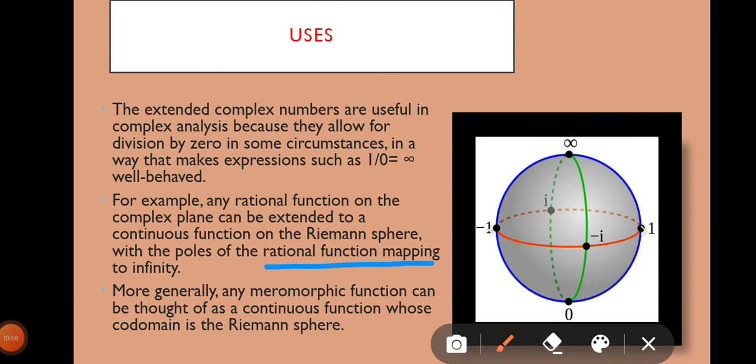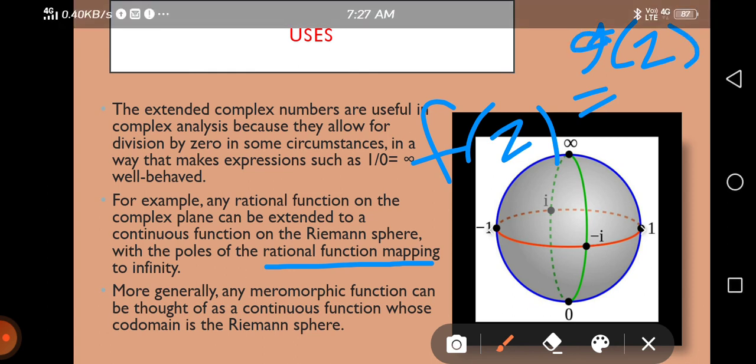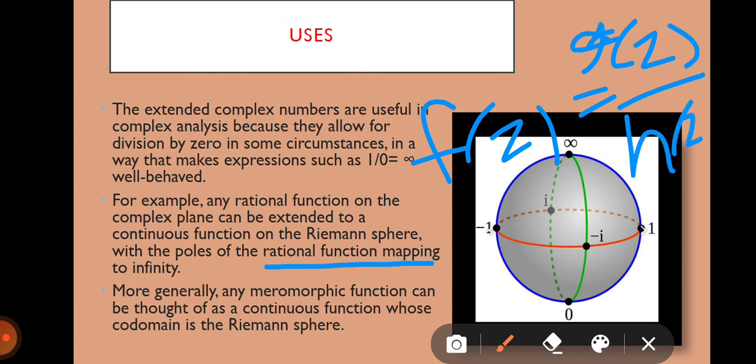And the rational function mapping is like f of z equals g of z over h of z. In other words, f of z is the ratio of polynomial functions g of z and h of z with complex coefficients, such that g of z and h of z have no common factor. It can be extended to a continuous function on the Riemann sphere.